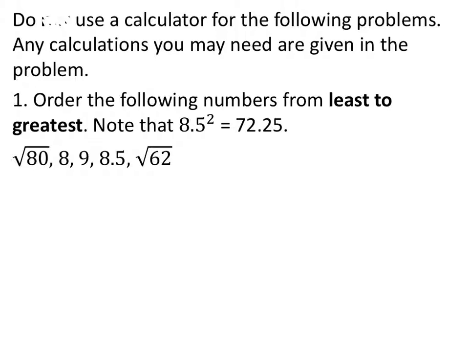So I'm going to write down the values that I got. The square root of 80 is 8.94. And the square root of 62 I put in the calculator. I got 7.87. So the smallest of these numbers appears to be the square root of 62. That would be the smallest one. The next smallest number appears to be 8.